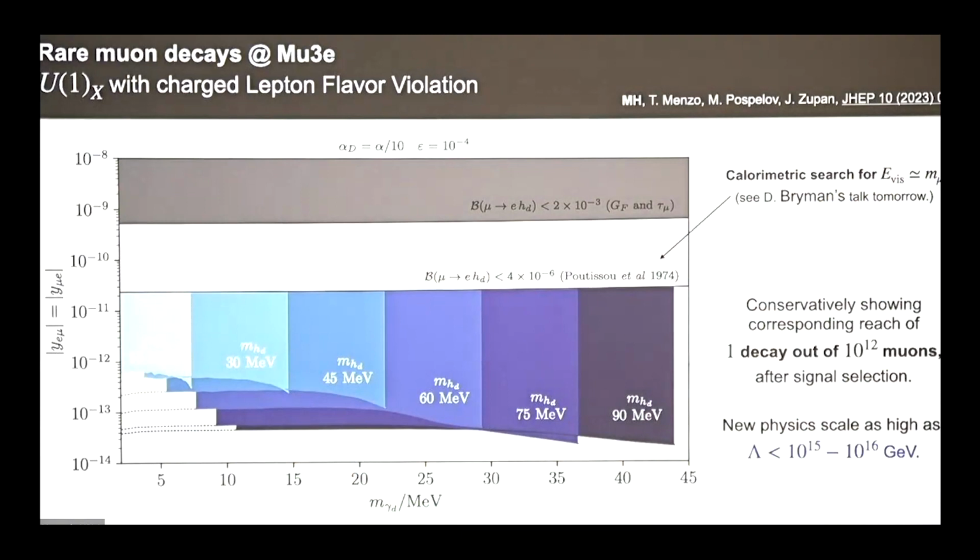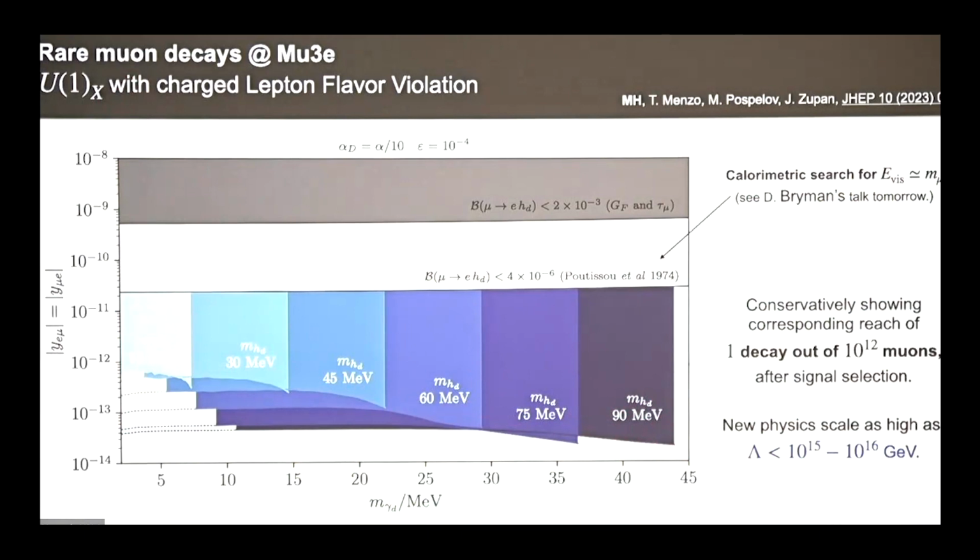So that's the reach in the parameter space of the model. For those proxy couplings, Y, you have on the Y-axis this coupling, which is, again, a translation to the new physics scale. And then the mass of the dark photon, for various assumptions of the mass of the dark Higgs. And you can see that for the heaviest dark Higgs, where the efficiency is largest, you get to reach couplings as small as 10 to the minus 13 or so.